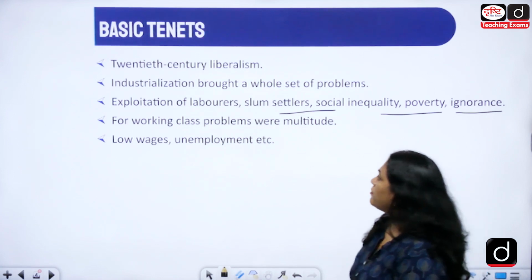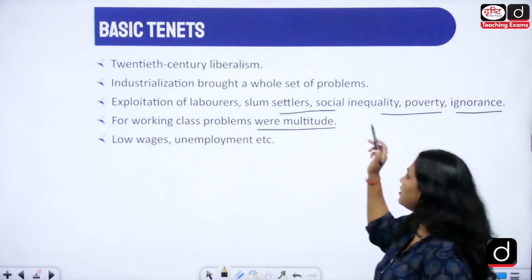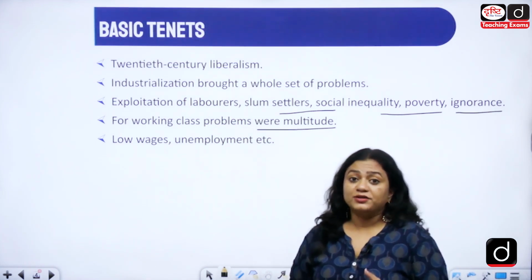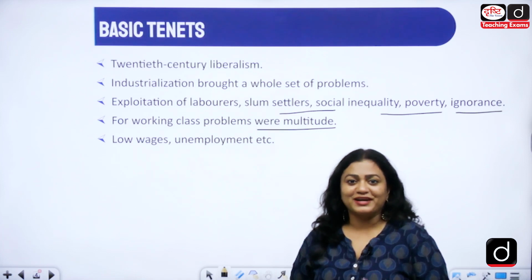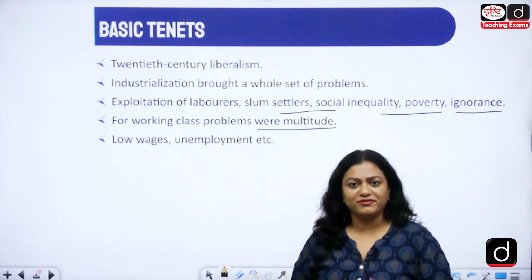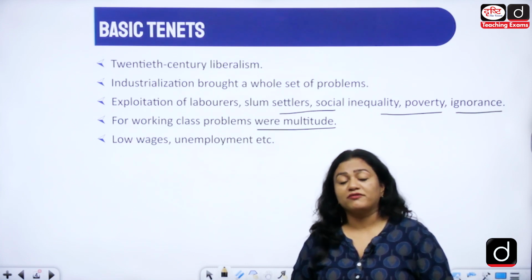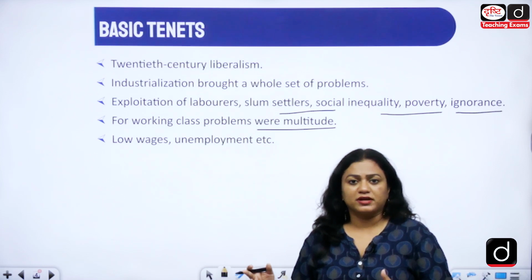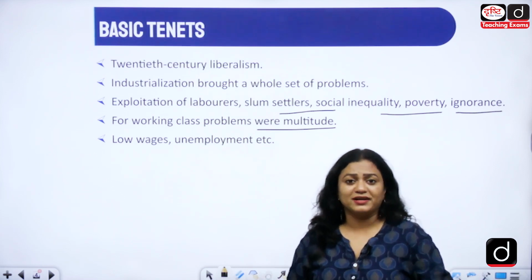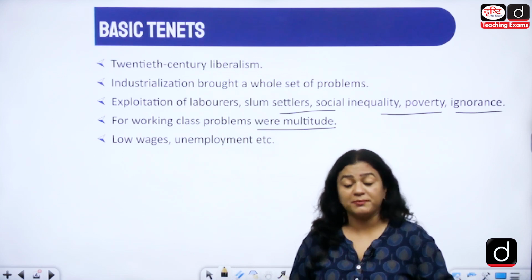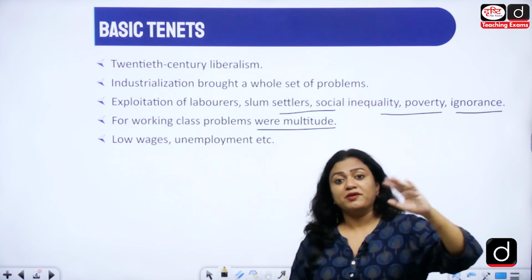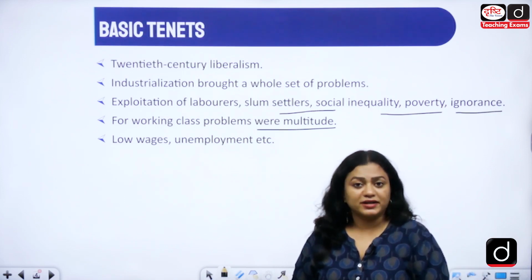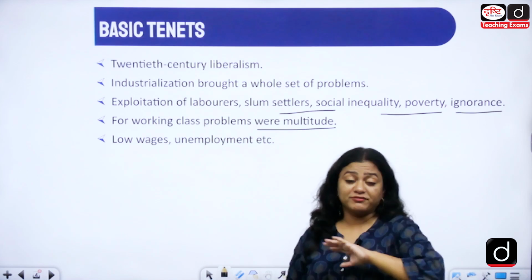The working class problems were a multitude. Most of the people had very low wages, and in those days there were no labor rights. Children were also employed in factories. Women also had to work, and some people had 12 hours of work. Europe was in a very bad shape. Industrialization was high, and they were making rapid developments in terms of outputs. But the working class was in a very bad shape.